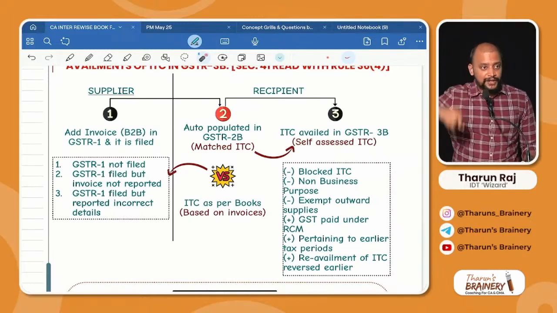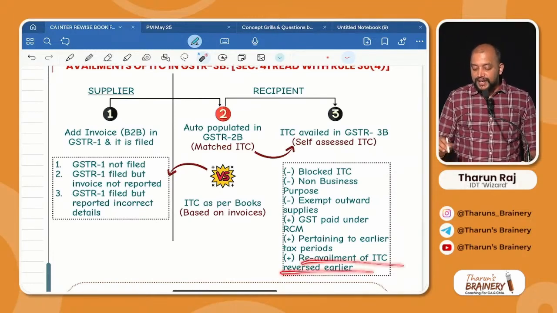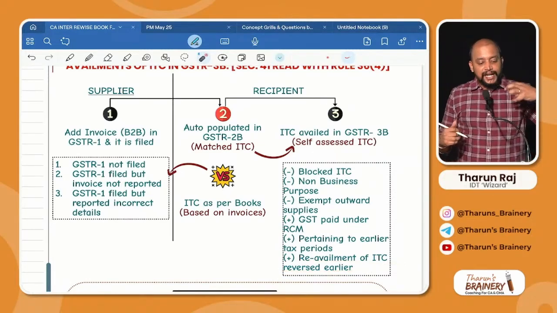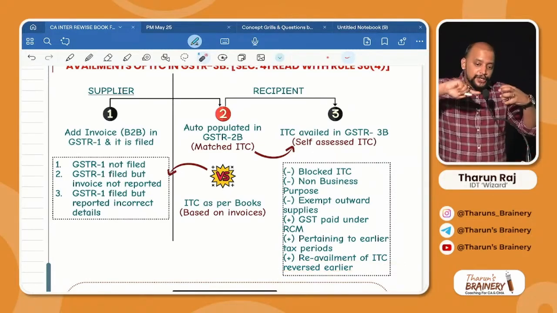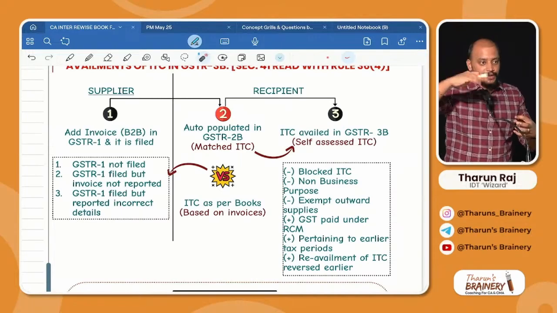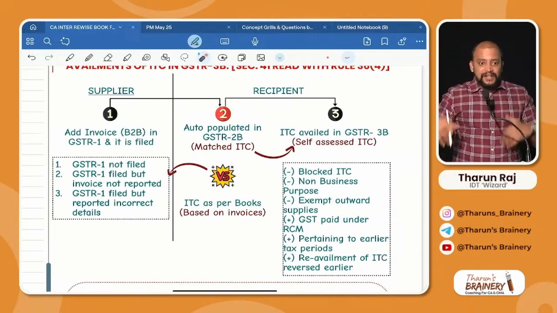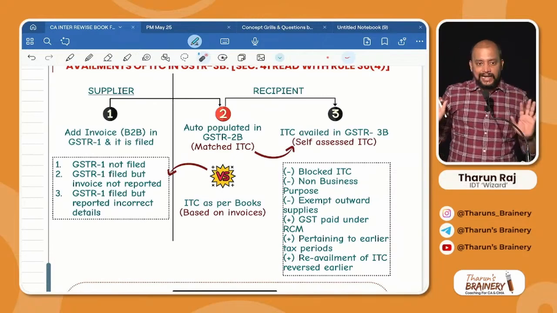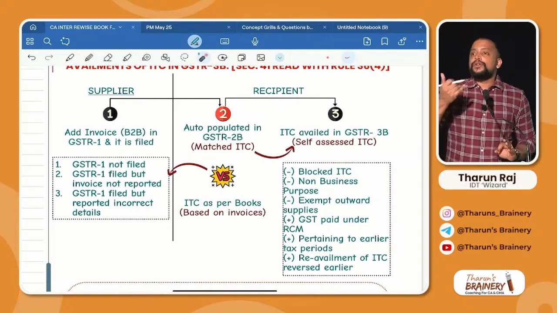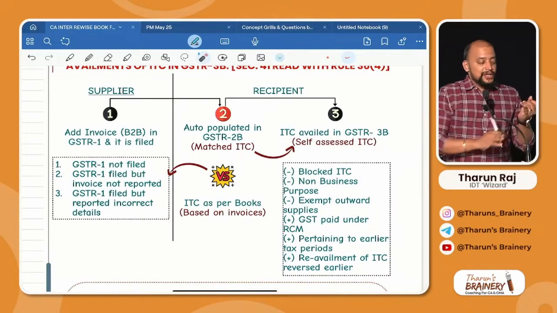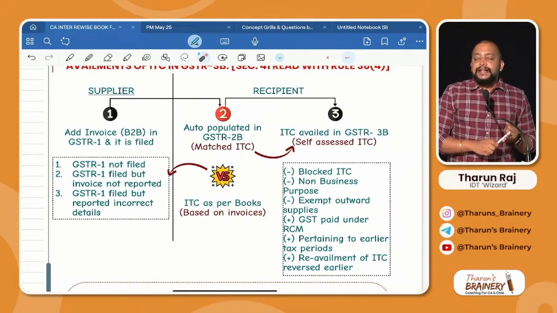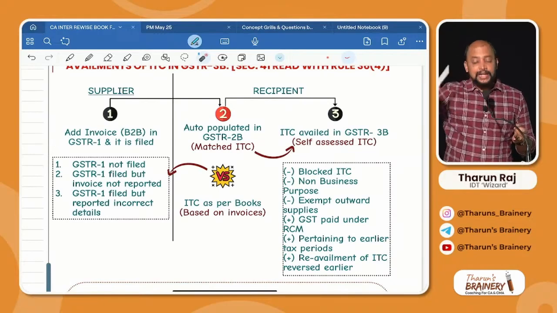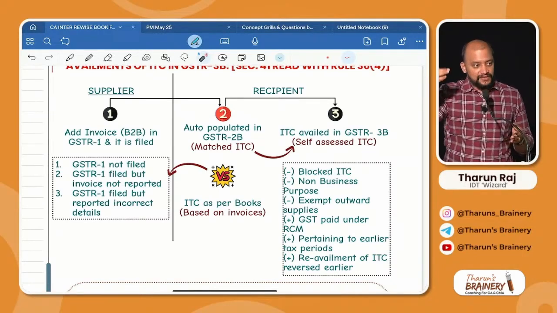Not reflected in March month 2B, definitely you can take because you have not taken in the month of January. Then reavailment of ITC reversed earlier. First you would have taken the credit, and after taking the credit, because of some reason you reverse the ITC, means reduced. Then again you can reavail the ITC. This may not come in this month 2B, even then you can take. What are the three things? Even though not coming in 2B, we can still take GST under RCM, ITC pertaining to earlier tax period not availed in that period, and reavailment of ITC reversed earlier.